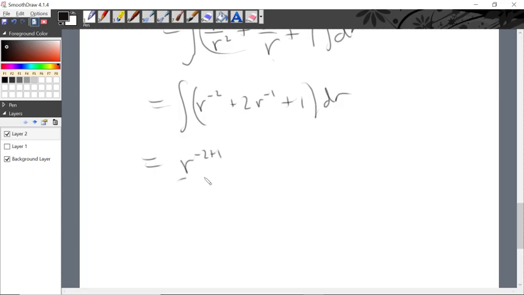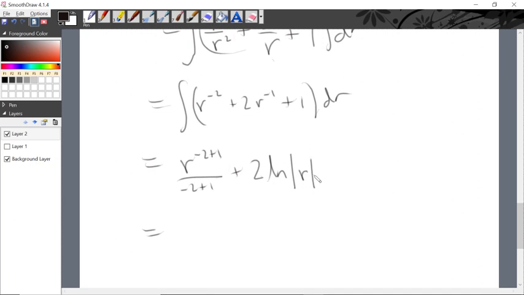Negative 2 plus 1 divided by negative 2 plus 1. Right, and then we'll simplify that. Here we leave the 2, factor that out, and then the antiderivative of r to the negative 1, right? That's where we use the power rule for the special case, that gives us the natural log, but the natural log of the absolute value of r.